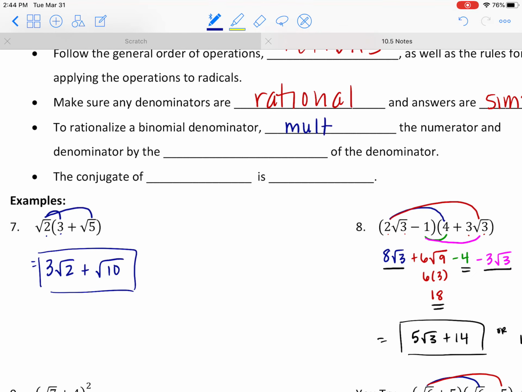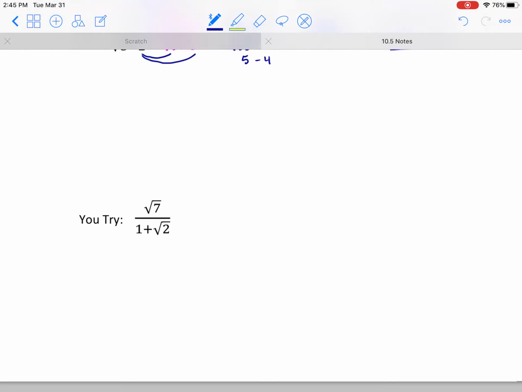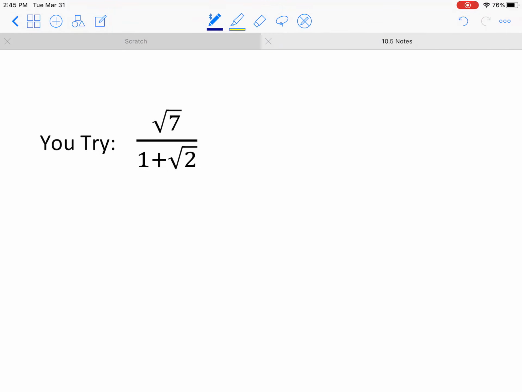Let's go back and fill in the bullet points here. If we want to rationalize a binomial denominator, we're going to multiply the numerator and denominator. That way we're multiplying the fraction by 1. And what we're going to multiply by is the conjugate of the denominator. So remember, if we had something like a plus b in the bottom, a minus b would be its conjugate. So we're going to keep the terms, just change the sign in the middle.